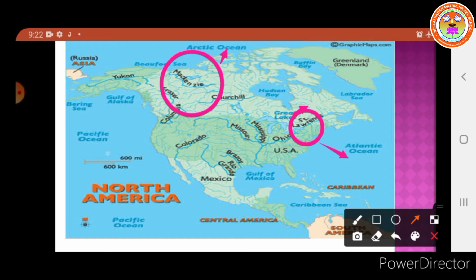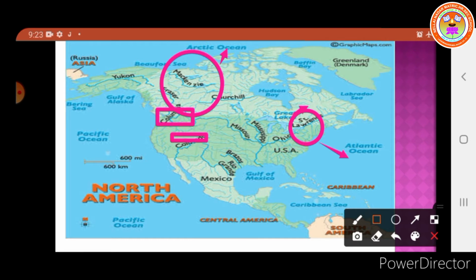The plateau of the West has been cut deeply by the river Columbia. Where is the river Columbia? Here the river Columbia, and its tributary which forms many gorges called canyons. The most famous is the Grand Canyon, cut by the river Colorado. Where is the Colorado? Here the Colorado.